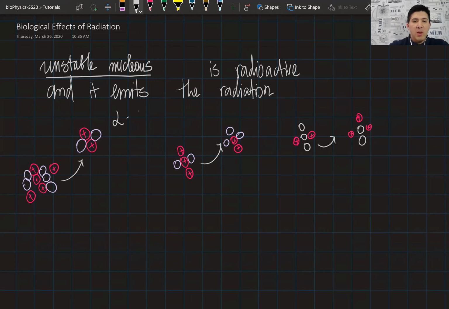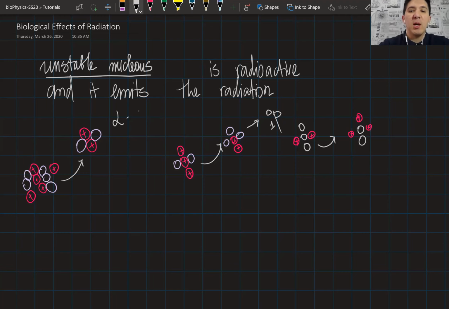If the nucleus has too many protons, then some of its protons spontaneously become a neutron. In this case, the nucleus is going to emit a beta particle, a positron with mass 0 and charge 1. If you add up this neutron with neutral charge and the positron with positive charge, we are going to get the proton here.